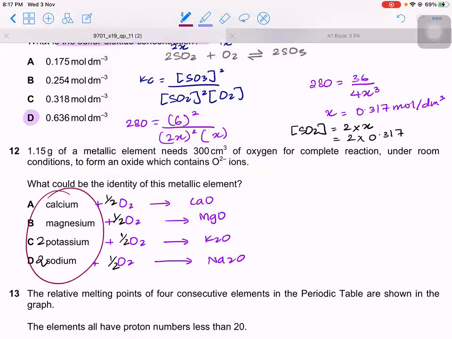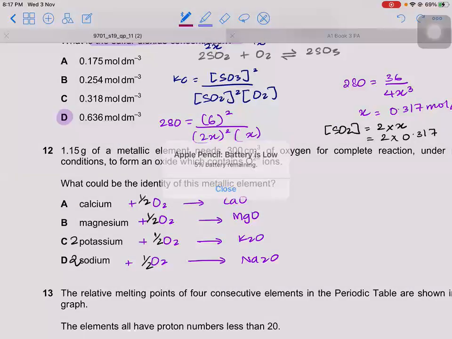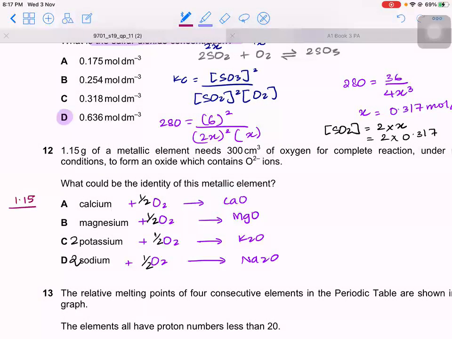Let's find the moles of these metals. So that would be 1.15 divided by the Ar. What is the Ar of calcium? It's 1.15 upon 40. So the moles come out to be 0.0286 moles of calcium. Likewise, this comes out to be 0.047. This comes out to be 0.029. This comes out to be 0.049.